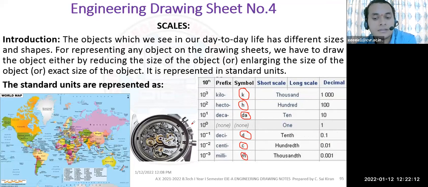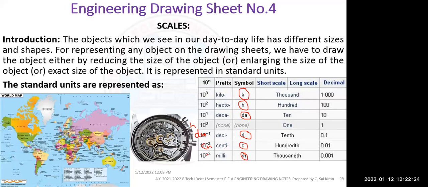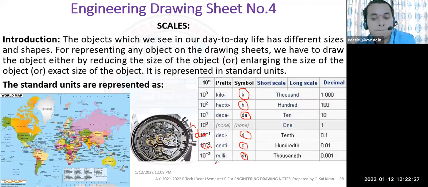So suppose I take the standard unit as meter, this will become dm, decimeter. Anywhere I write dm, it is called decimeter. Anywhere I write cm, small letters, it is called centimeter. Wherever I write mm, it is called millimeter. Similarly, wherever I write dam, all small letters, it is called decameter. Wherever I write hm, it is called hectometer. Wherever I write km, it is nothing but kilometer. So these are the standard things you have to understand before starting the scales.